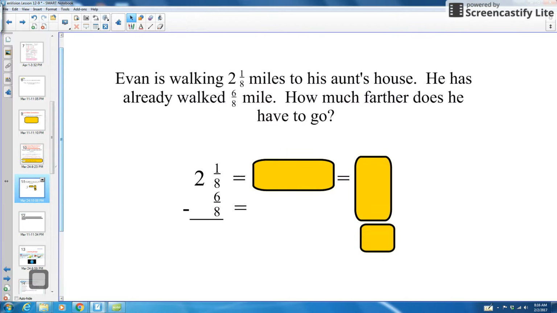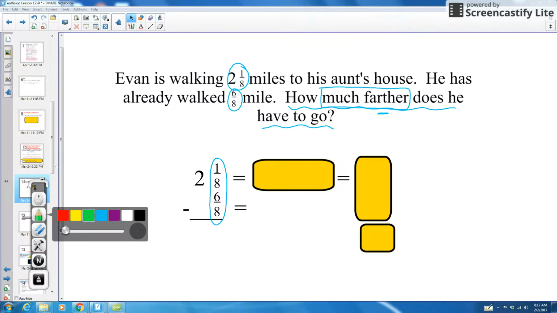So let's take a look at our problem here on a bigger screen. He's walking 2 1/8 miles to his aunt's house, and he's already walked 6/8 of a mile. They want to know how much farther. Some keywords here, farther, so that's telling us we want to subtract. So we have our subtraction problem set up here, and just like I said with our mixed numbers when we were adding, you want to look at your ones or the fraction parts first, okay? And then you would look at your tens or the whole numbers.